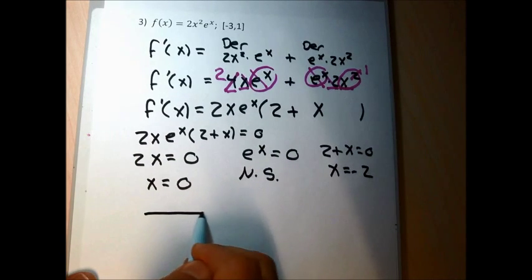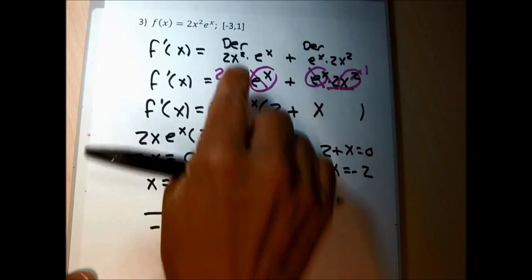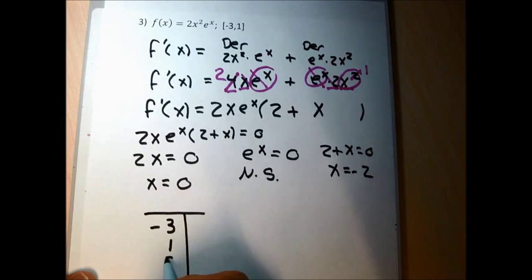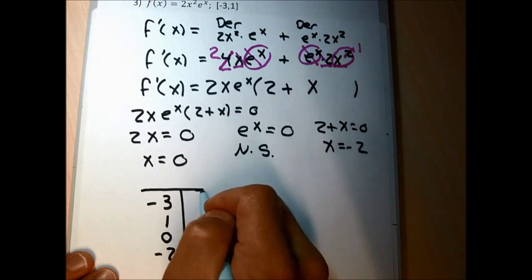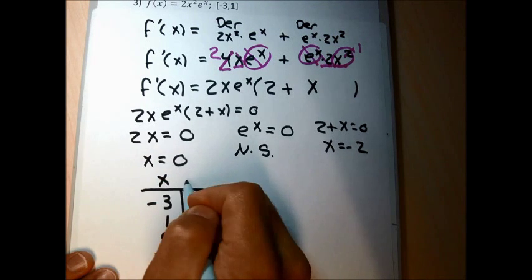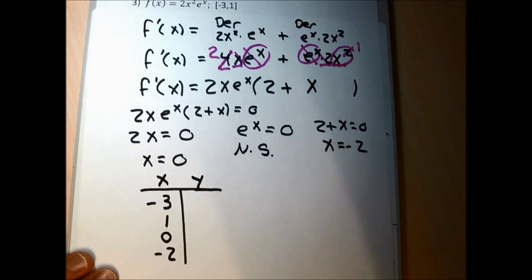So now I'm going to do my table. My first value is going to be negative 3. My second's going to be 1 from the interval. And then I'll tack on my critical numbers of 0 and negative 2. I'm going to get all of the y values by hand real quickly here, and then I'll get decimal versions on my calculator. I need the decimal versions to be able to answer the questions, because with the e versions, it's not going to be obvious what they equal.